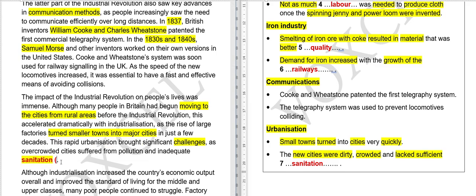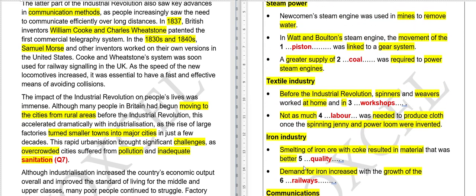So this is our question number 7. So where are those words? Here they are written: crowded, lack something, and dirty. So let me just use my highlighter. Overcrowded, so obviously crowded; suffered from pollution, so they were dirty; and lacked sufficient. So inadequate means lack, not enough amount of something. Inadequate sanitation, so that's why lacked sufficient sanitation. I hope these answers are clear.